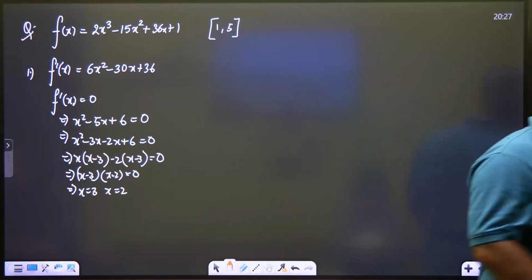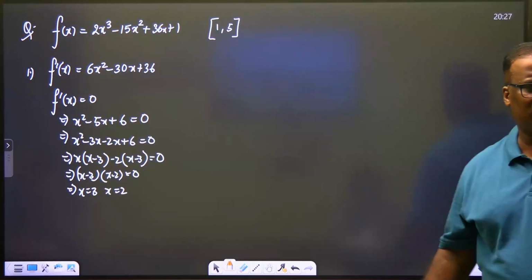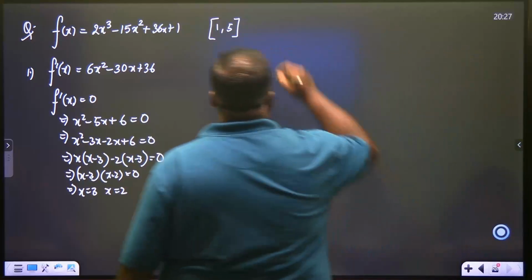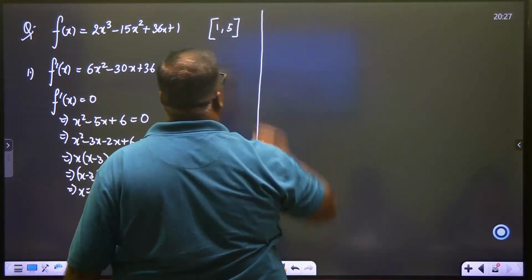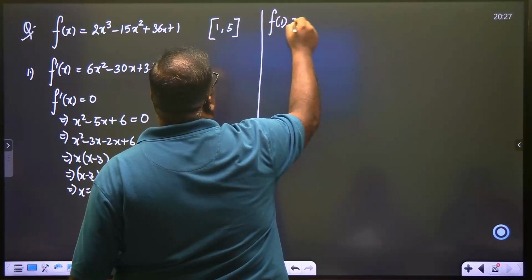Now you need to find out the absolute maxima and the absolute minima. So now you do not need to do any sort of calculations like double dash and all. Straight away we will do our analysis. What all will be our analysis? Our first analysis will be f of 1. Let's solve f of 1.